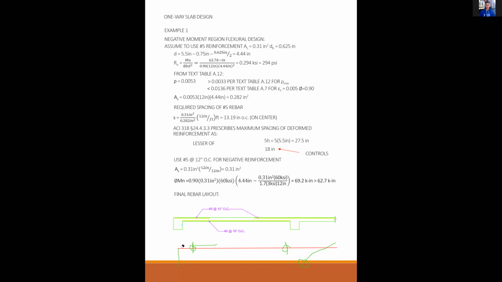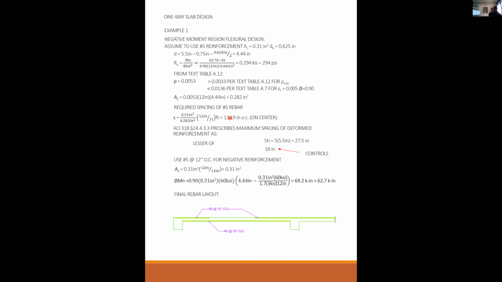Professor, I have a question. Sure. You found spacing being 13.19 here, and you ended up with a 12 on center. Why is it? Why did that happen? Like, how did it switch to 12 inches?